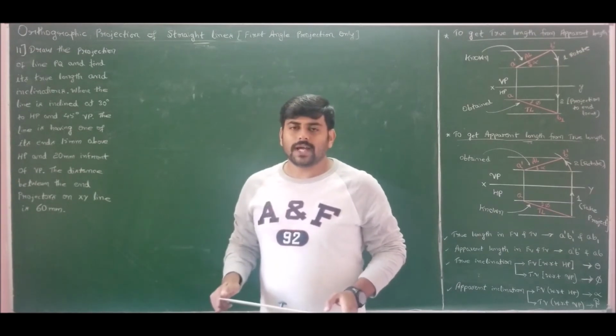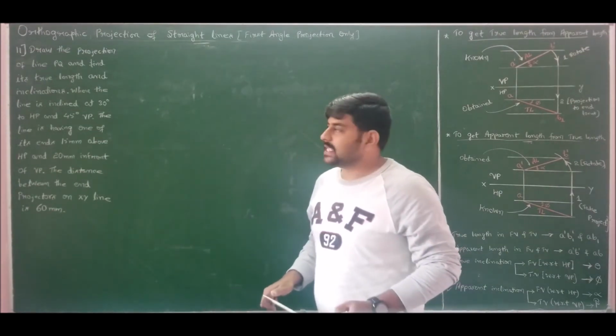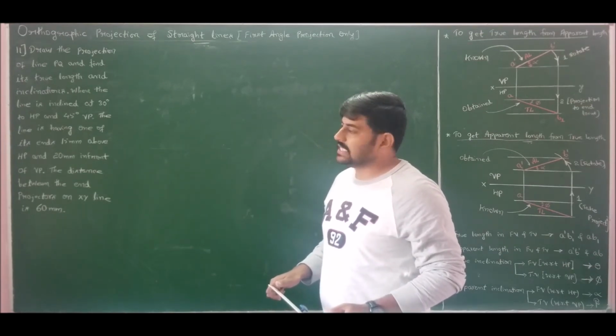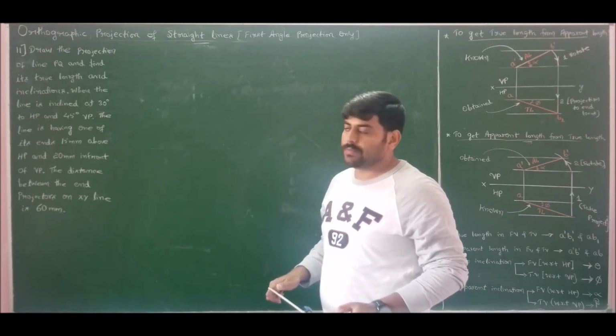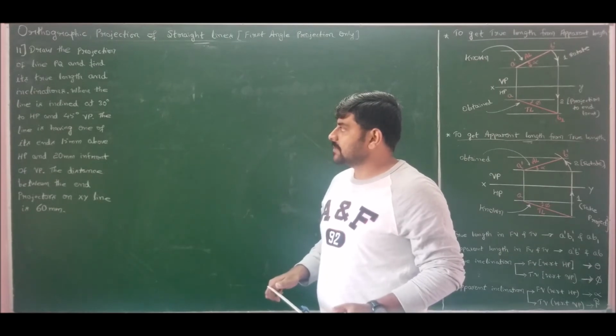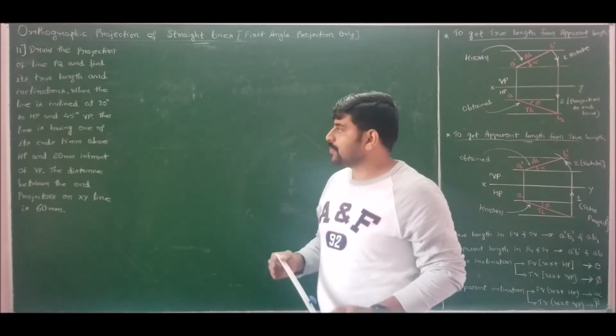Now moving ahead to problem number 11. The problem number 11 of our discussion states: draw the projections of line PQ and find its true length and inclinations, when the line is inclined at 30 degrees to HP and 45 degrees to VP, the line having one of its ends 15 mm above HP and 20 mm in front of VP. The distance between the end projectors on the XY line is 60 millimeters.